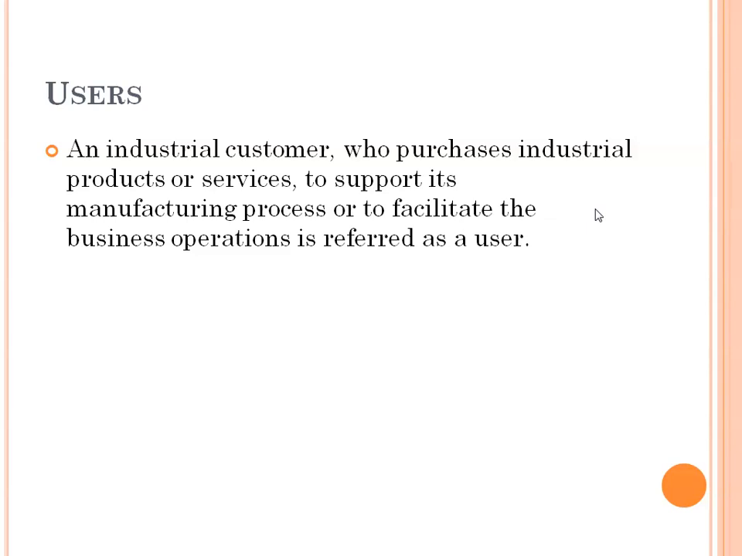A manufacturer can be a user or an OEM. For example, a car manufacturing company buys a drilling machine to support the manufacturing operations, and is referred to as a user. The same car manufacturer also buys batteries, which are incorporated into cars, and in this case it will be an OEM.